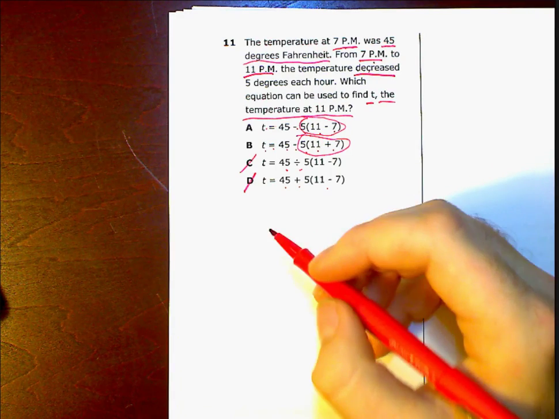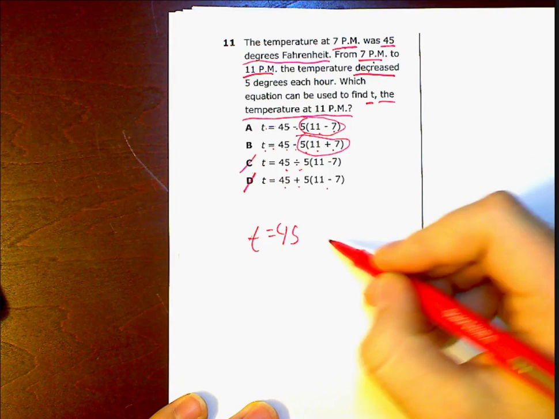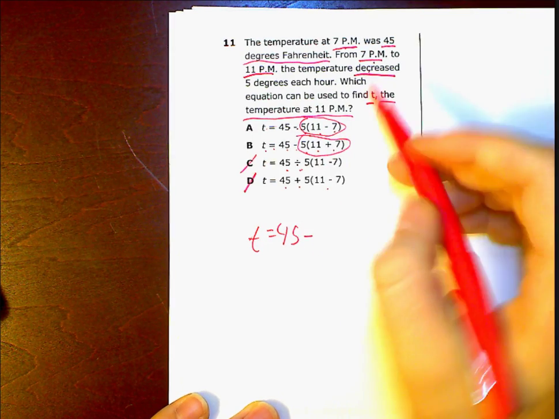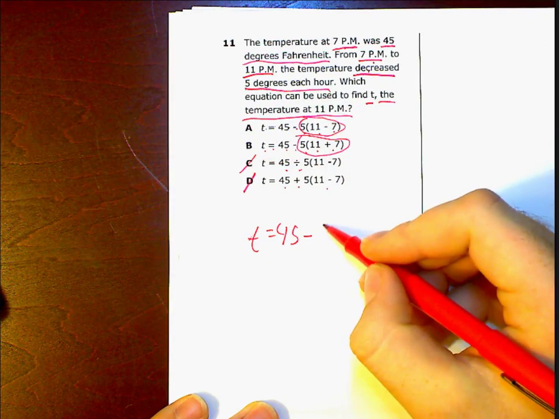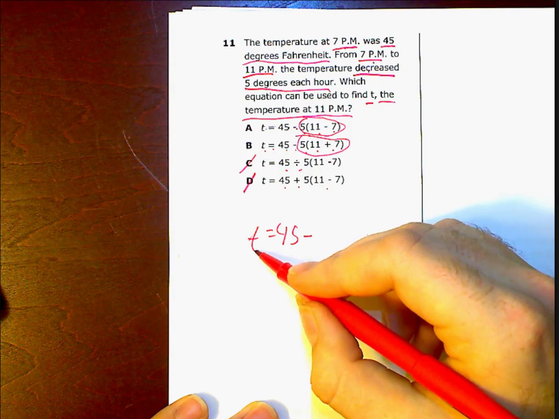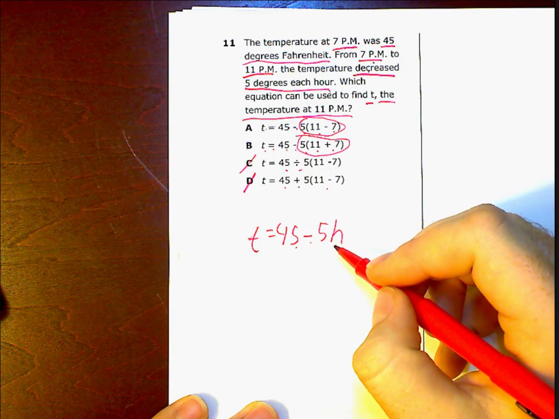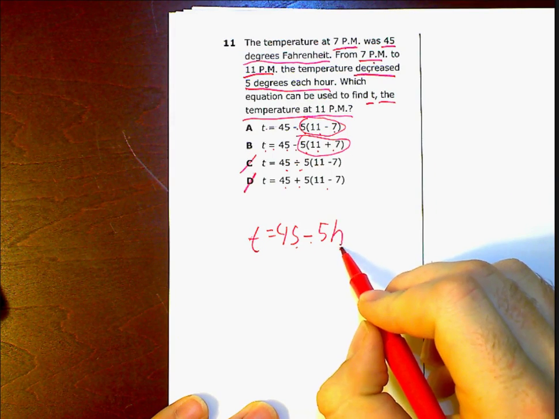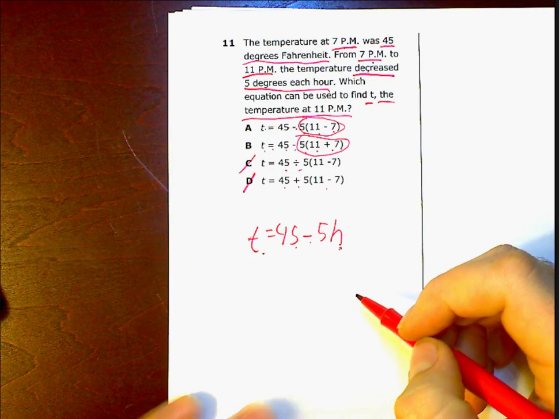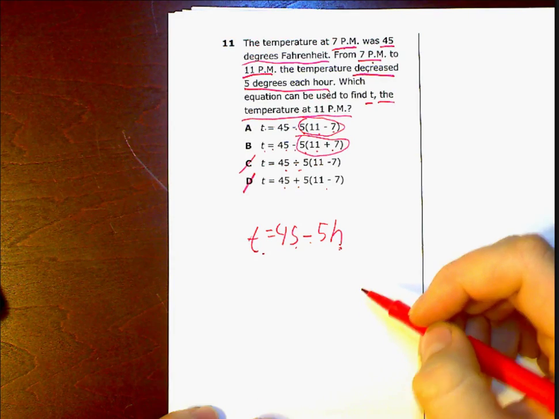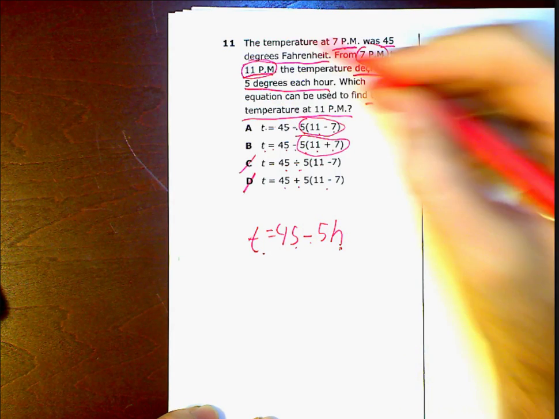Or two variables, sorry. So we would have T equals our initial starting point, so 45 degrees, minus the rate at which we lose temperature, so 5 degrees each hour. So that would be temperature equals 45 minus 5 degrees per hour. So this would be hour, and this would be temperature. Well, in this one, they give us a range of hours. They give us from 7 p.m. to 11 p.m.